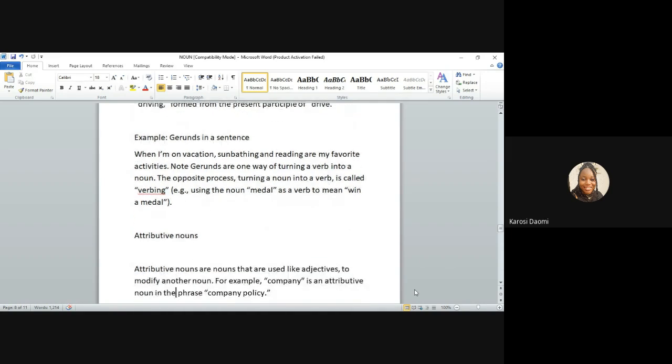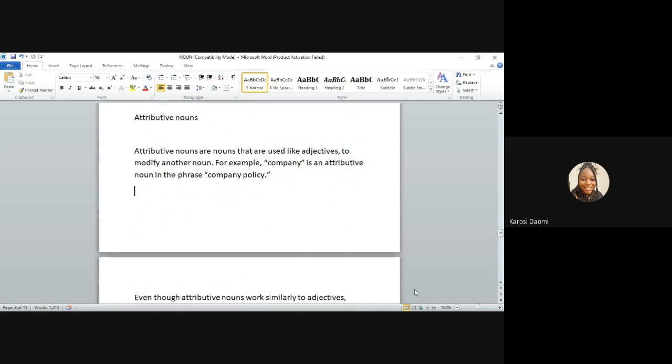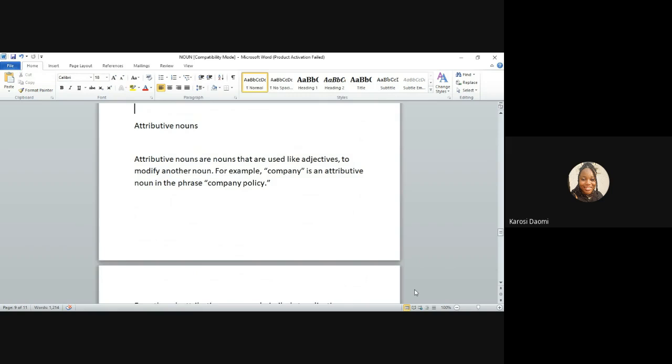You have attributive nouns. So attributive nouns are nouns that are used like adjectives to modify another noun. For example, company is an attributive noun in the phrase company policy. So policy is a noun, company is a noun. Now, in this case, attributive nouns are used like adjectives.